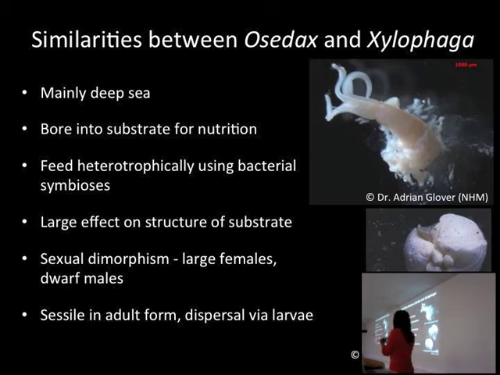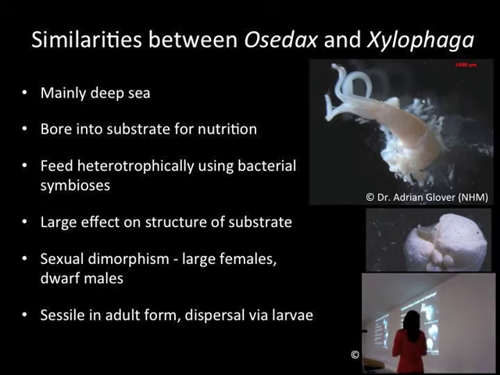Because they bore into the substrate and eat the substrate, they have a huge effect on the wood and the bone which they're living in. And so we now know that Osedax are probably the main animals to break down bone in the deep sea. We don't think there are any others, really. And so they'll have a huge role in carbon cycling, for instance.